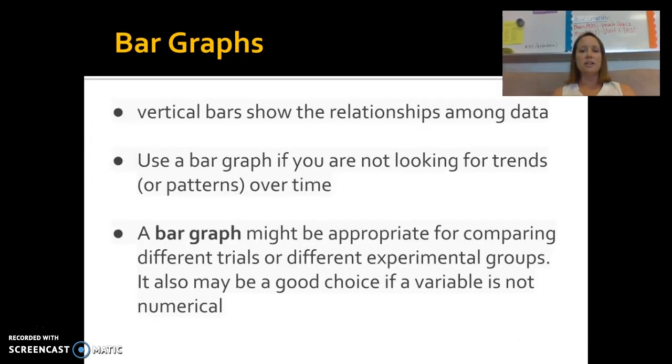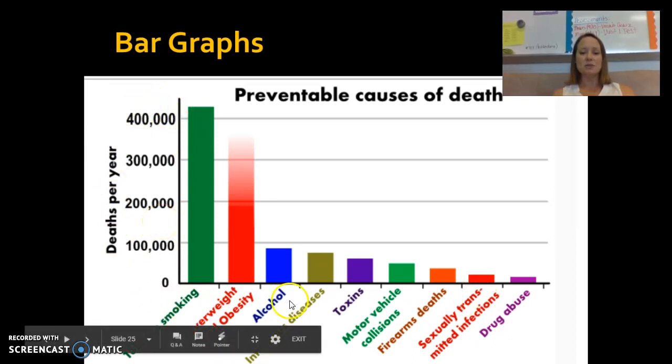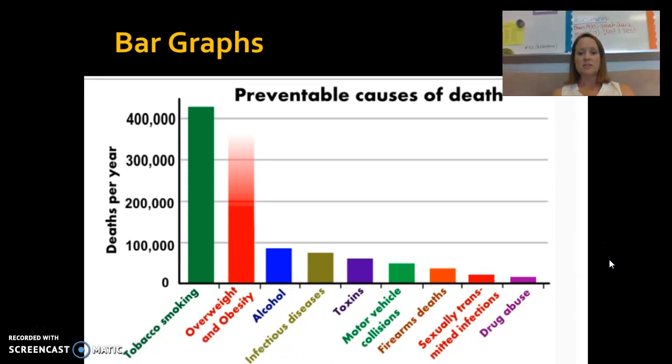Bar graphs are another way to show relationships between variables. If you're not looking for patterns over time, or if one of your variables is not numerical, this is when a bar graph would be appropriate. So for example, I have deaths per year, so that's numerical on my y-axis, but my data that goes on my x-axis is not numerical. They are preventable causes of deaths. So you can see here, I can easily compare the different types or the different causes of death with their numbers.